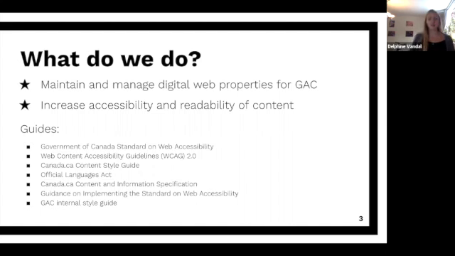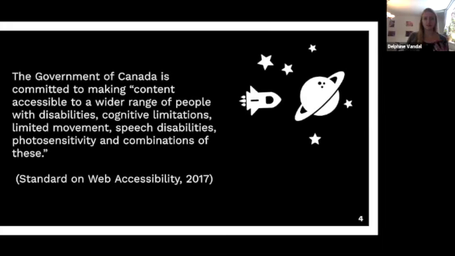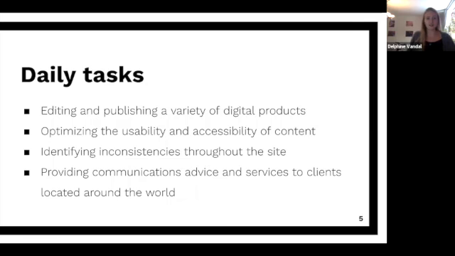So in 2011, the Government of Canada enacted the standard on web accessibility, which outlines that the government's committed to making content accessible to a wider range of people with disabilities, cognitive limitations, limited movement, speech disabilities, photosensitivity, and a combination of these.